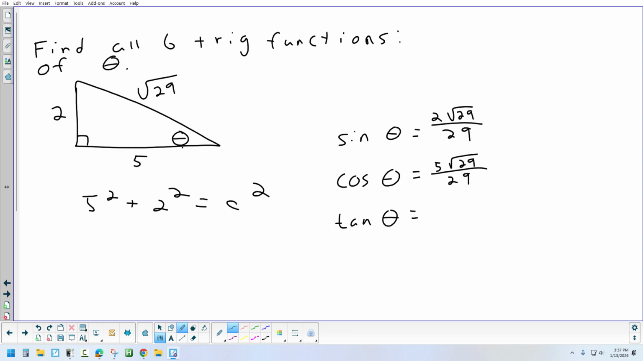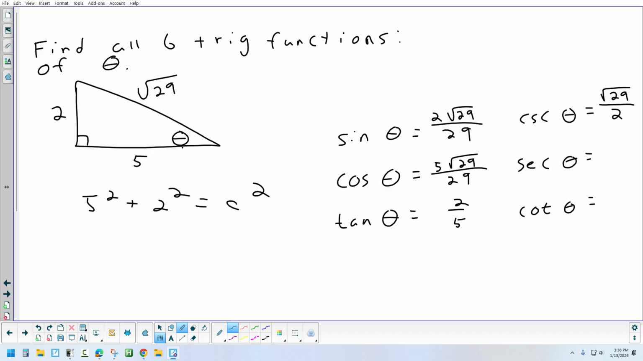And what about the tangent? Yep, Megan. 2 over 5. Now that we've got the 3 on the left, what do we do to them to get the 3 on the right? Yeah, we're going to flip them. So to flip this, it's easier if I think of the original version before you fixed it. It was 2 over root 29. So this is root 29 over 2.